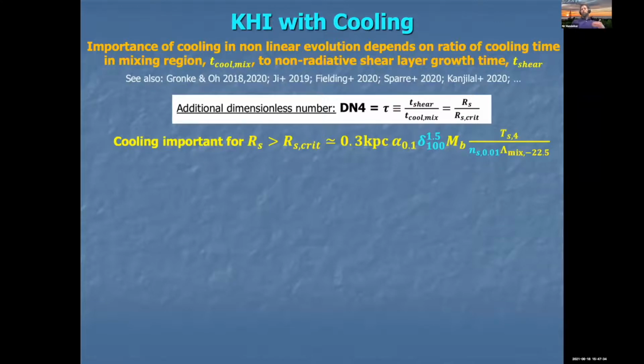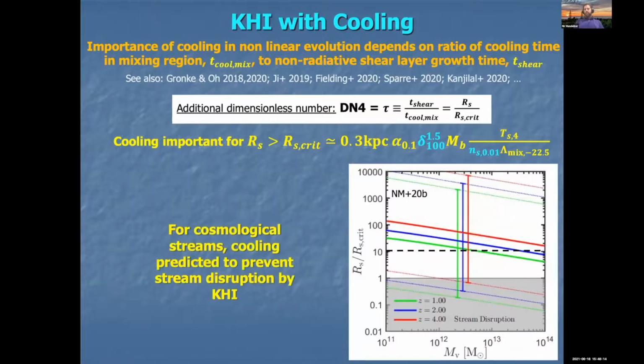When you include cooling, you have to consider a fourth dimensionless parameter, which is basically the ratio of the cooling time in the turbulent mixing layer that forms at the interface between the stream and the CGM as a result of the shear flows, to that complete stream disruption time in the absence of cooling that I showed on the previous slide. Now, since that disruption time scales with the radius of the stream and the cooling time does not, you can translate this ratio of time scales to a ratio of stream radius to a critical stream radius, which you can write out like this.